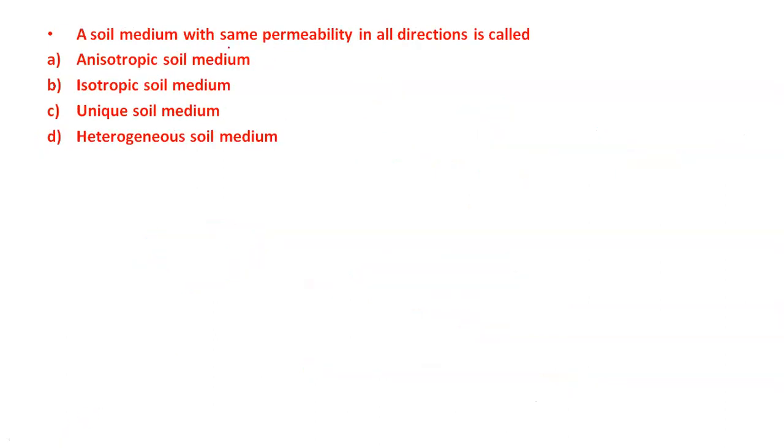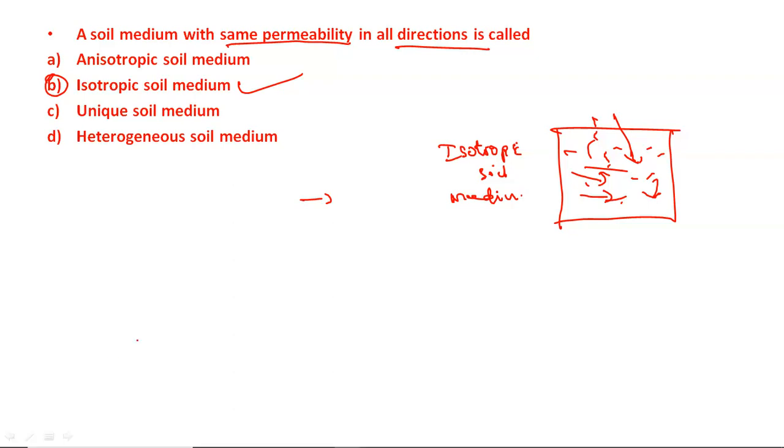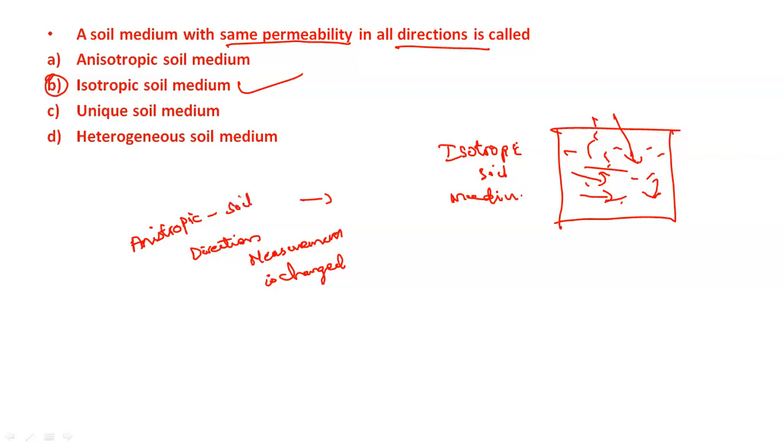Next question: a soil medium with the same permeability in all directions. Consider this is a soil medium with the same permeability in all directions. This type of medium is known as an isotropic soil medium. So option B. In an anisotropic soil medium, the physical properties of the soil are not the same, so the measurement changes with direction. This is known as an anisotropic soil medium.